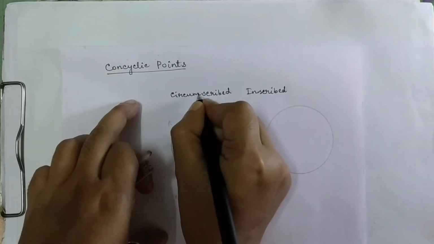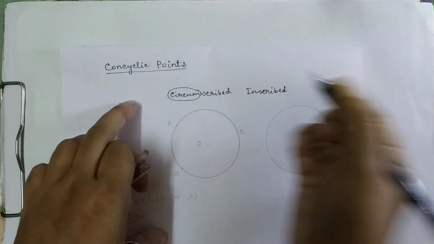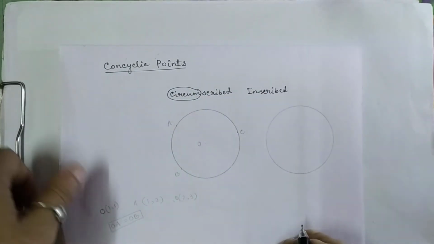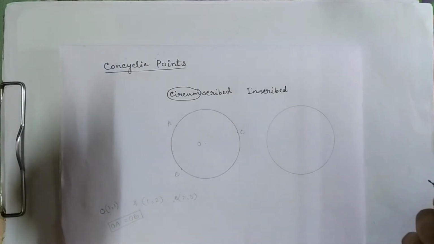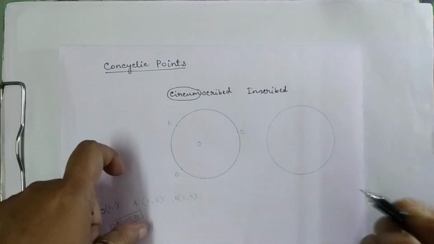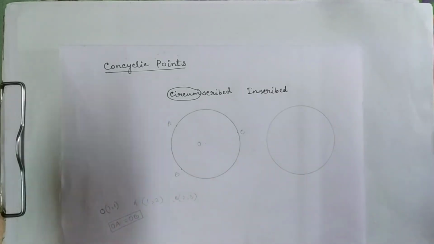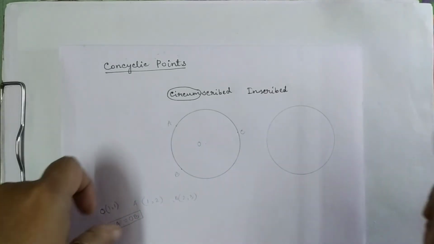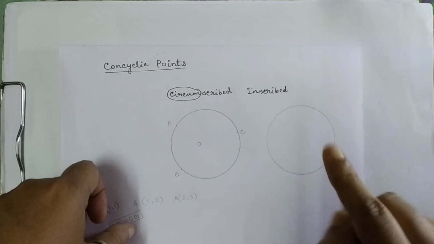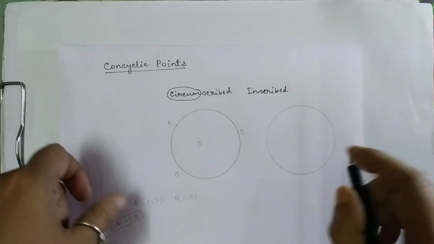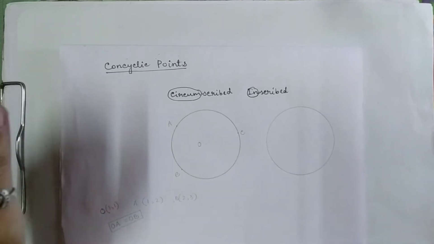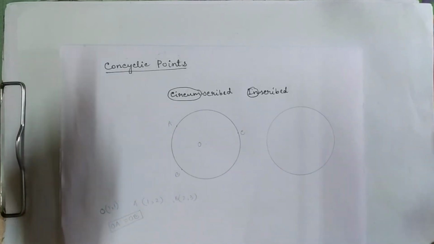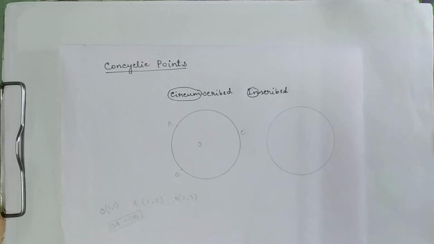What is the meaning of circum? You already know circumcircle, circumcenter, and circumference. Circumference means the boundary. So circumscribed means whatever will be outside something, and inscribed means obviously inside something. Circum means outside, in means inside. Alright, so how will it look?